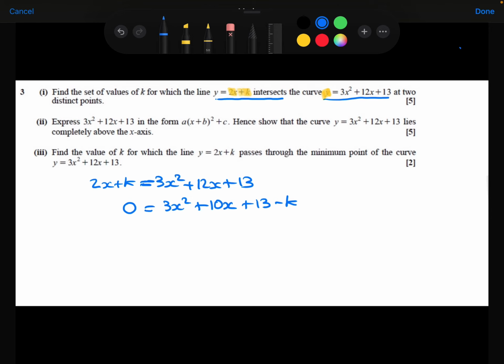Now, obviously I can't solve this equation because I don't know what k is. But I don't need to solve it because what I'm interested in is the values of k here that mean that this equation has two different solutions. So when does this equation have two different solutions? Well, that's going to be when the discriminant is positive. So in this equation, my a is 3, my b is 10, my c is 13 minus k.